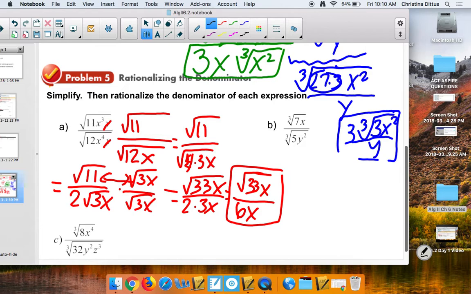Okay. B, do I have indexes that are the same? Yeah. So I can divide. Can I do anything with 7 and 5? No. Okay. So we're gonna write 7.